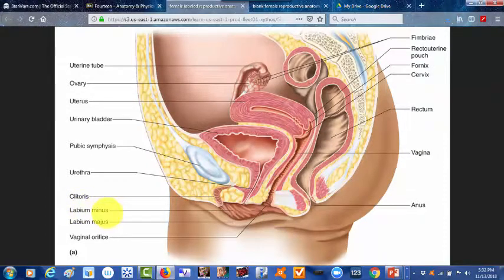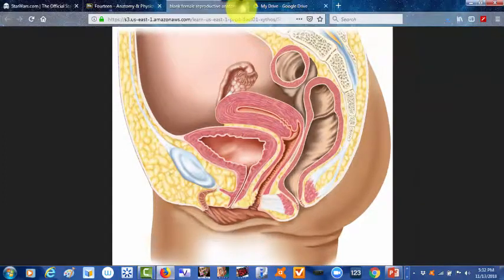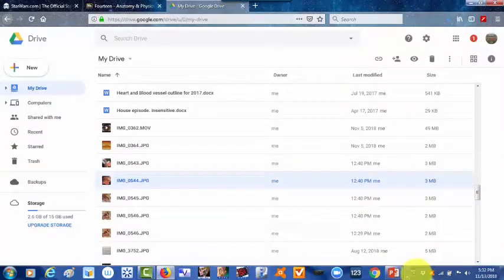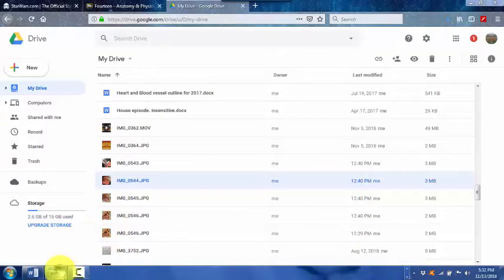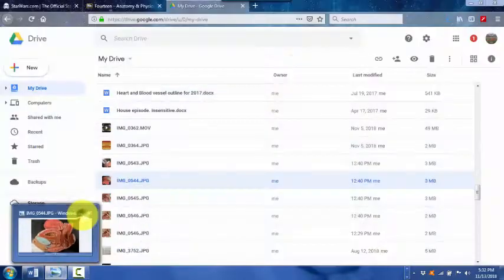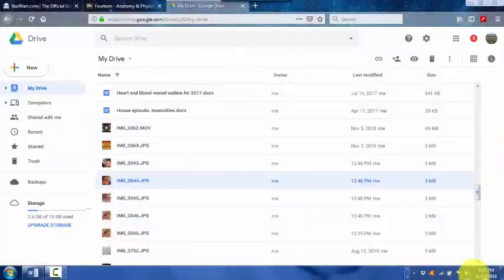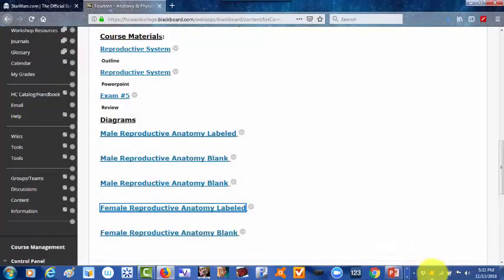Yeah, this says labia minus, labia majus. Either one. I usually stick with our list. But anyway, that's all the little mannequin parts. I'm going to close out these two, just to get them out of the way. And then, let's see, that's my Google.